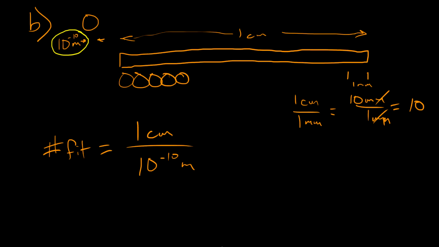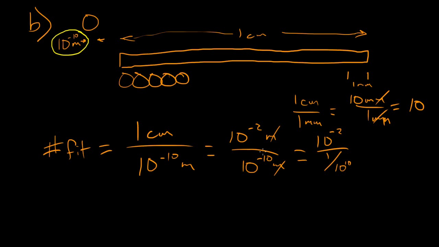Well, I can't just cancel these because they're not the same unit. So what I need to do is change centimeters into meters. That's 10 to the minus 2 meters over 10 to the minus 10 meters. Now the meters can cancel. And I'll do an extra step here: over 1 over 10 to the 10th, that's the same thing as 10 to the minus 10. And dividing by a fraction is like multiplying by its inverse. So I need to just multiply by 10 to the 10 over 1. So I have 10 to the minus 2 plus 10.